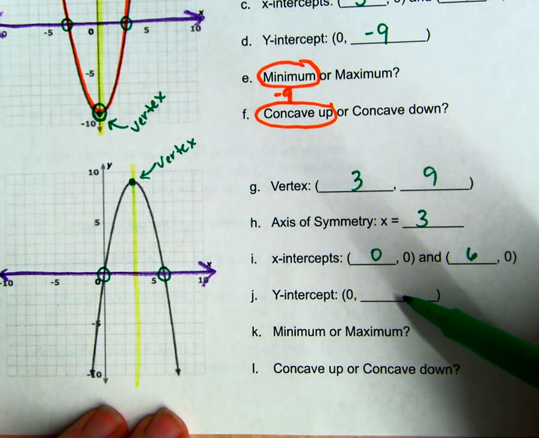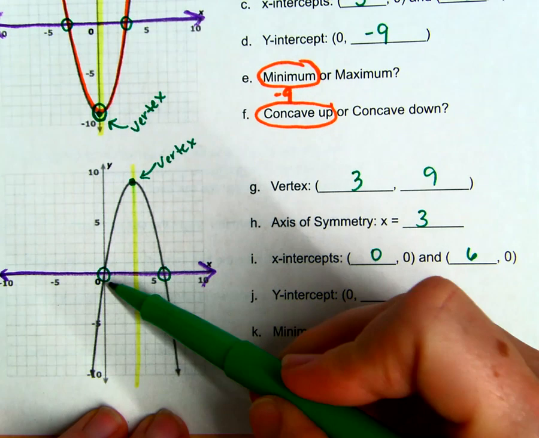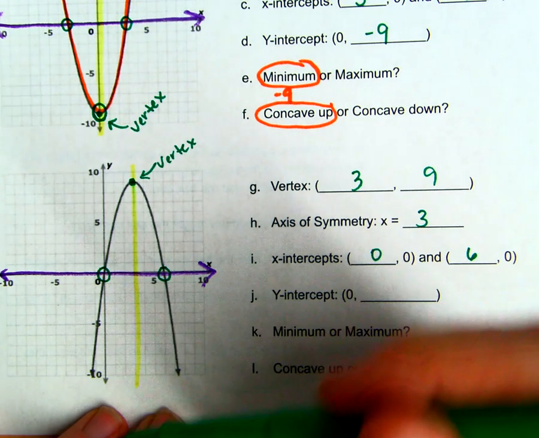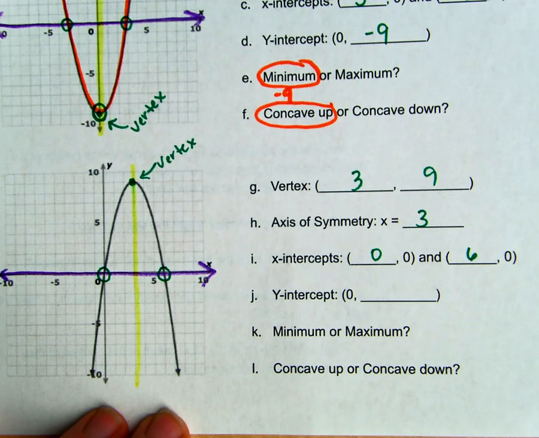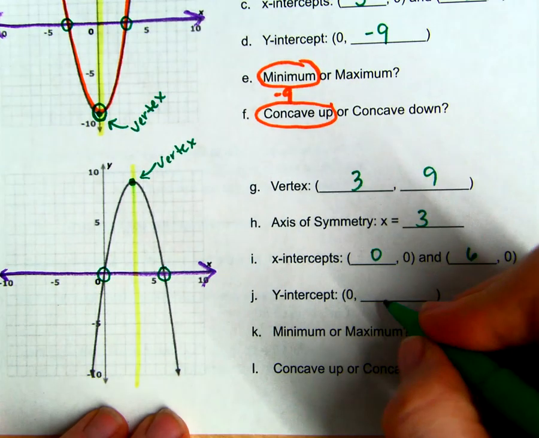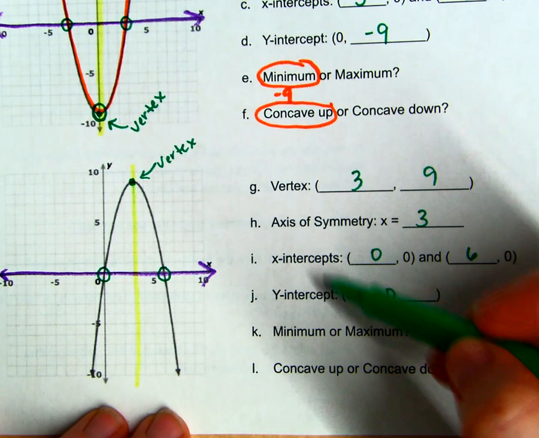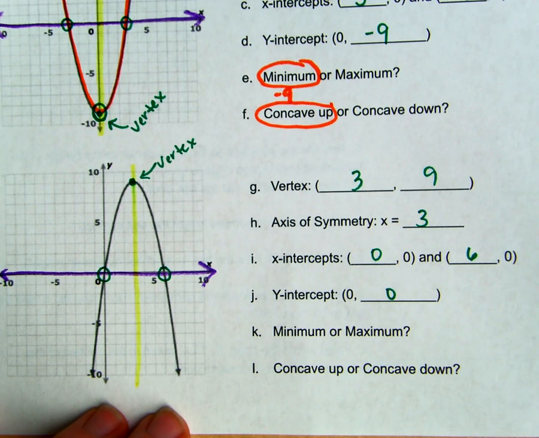And a little tricky again, the y-intercept is 0, 0 because that's where the graph is meeting the y-axis. So 0, 0 in this case is an x and a y-intercept.